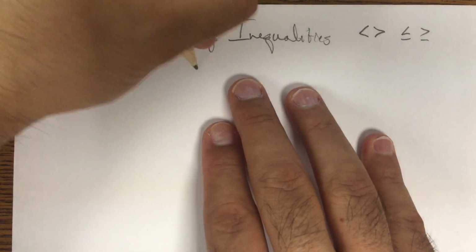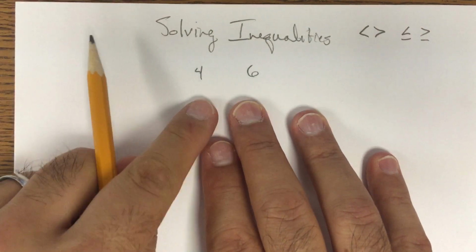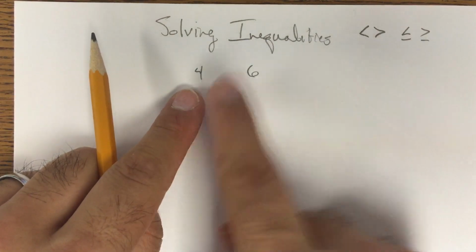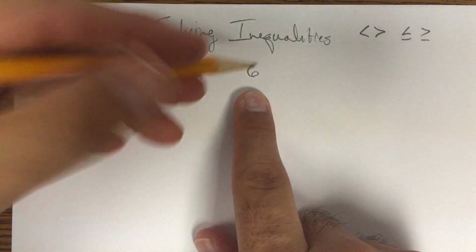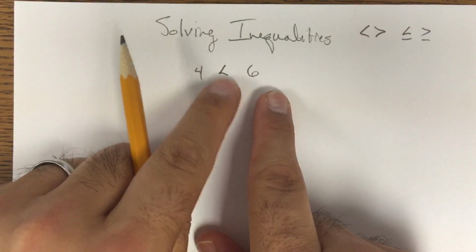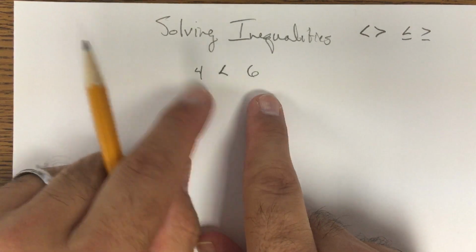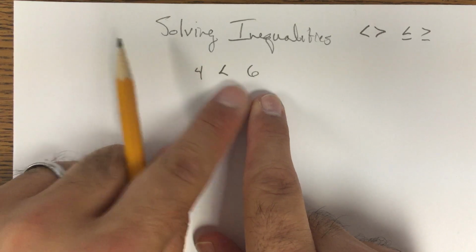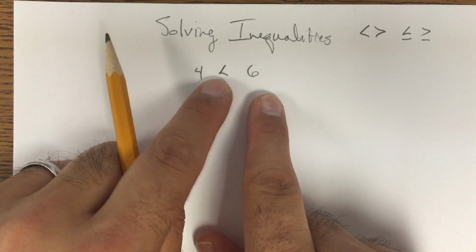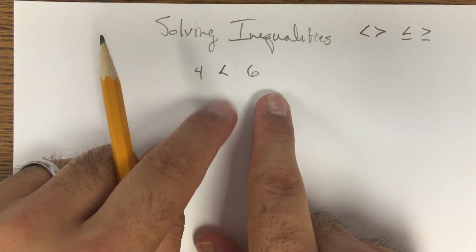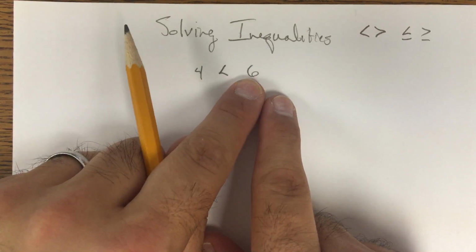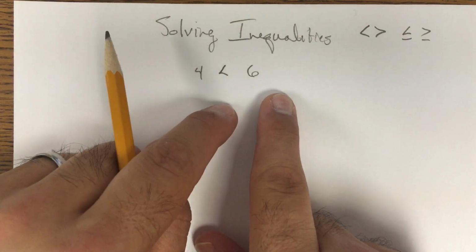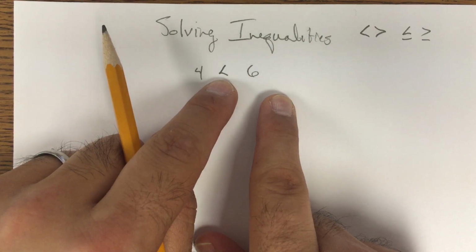First off, just real quick, which one's bigger, 4 or 6? What symbol would we use for 4 or 6? 6 is bigger, so we use a less than sign. We usually start over here and we read from left to right. 4 is less than 6, so we use a less than sign. I can always read it the other way around and say 6 is greater than 4. Both of those are true, but I'm going to use this symbol.